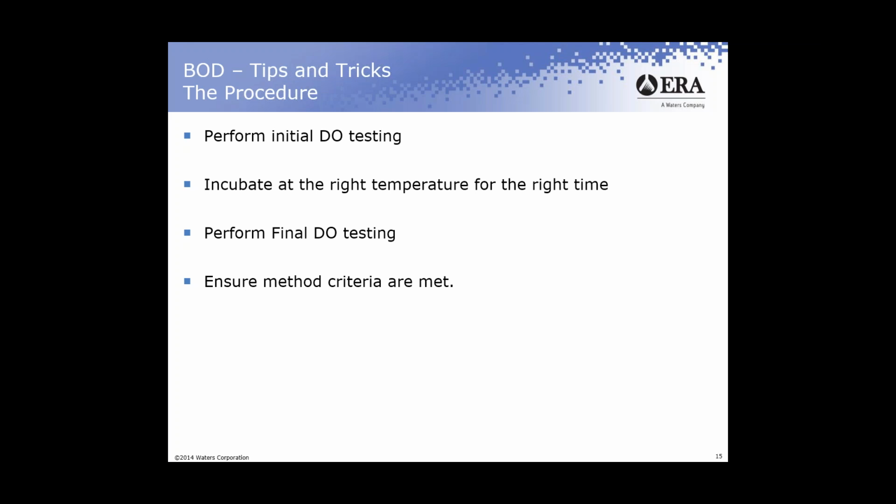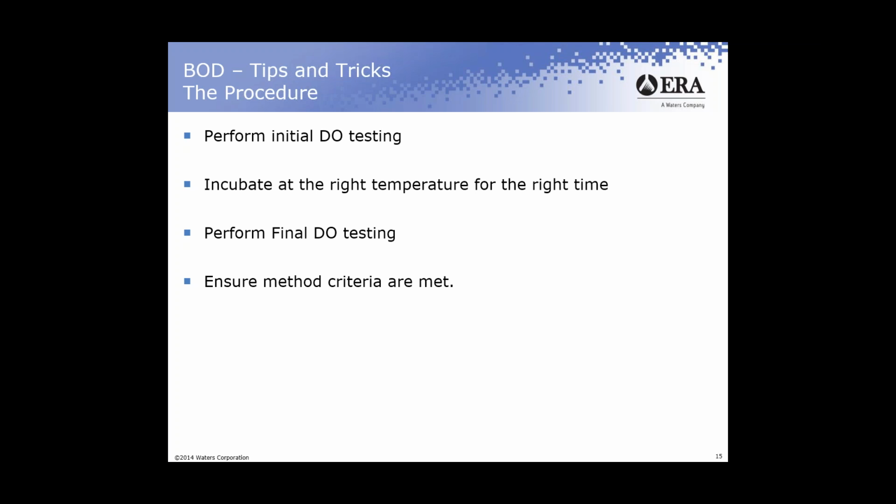If the temperature gets too high, it's going to speed up the activity of those microorganisms, and it's going to result in too much DO uptake and too high results. If the temperature is too low, it's going to slow down the activity of those microorganisms. If that happens, you're going to get too little uptake and too low results. Make sure that it's at the right temperature and monitor that temperature continuously throughout your tests.